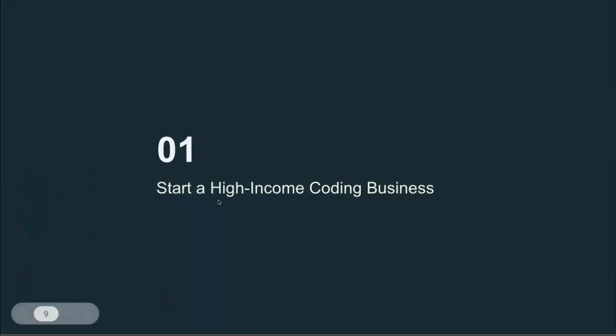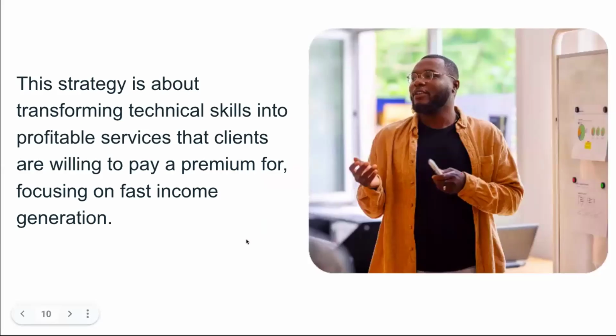Okay, so the first one, how do you start an income coding system? Income coding system is basically how you transform your technical skill, which is your coding, into a profitable service. So one of the profitable services that you can offer is web development for companies. For small businesses, you offer landing pages, you offer sales pages, whatever it is that they are into, for small, medium, and even large enterprises. So that is how you do it.